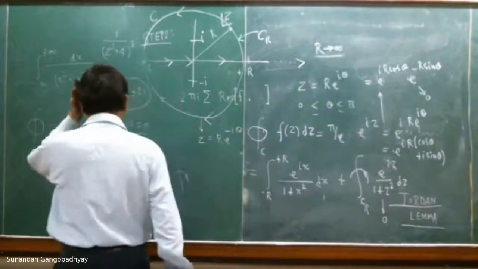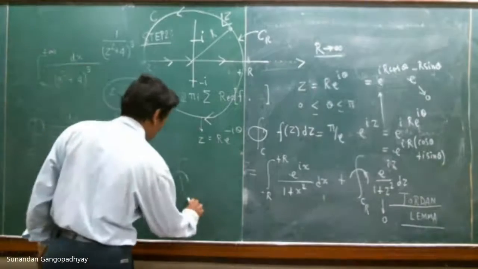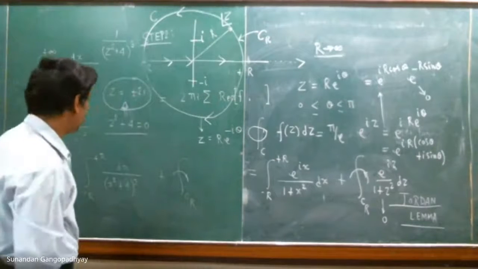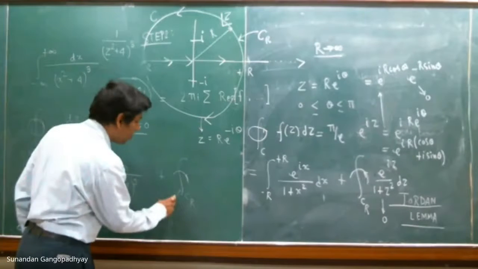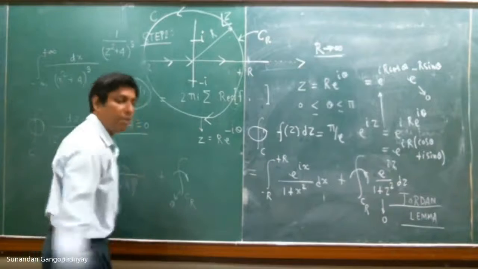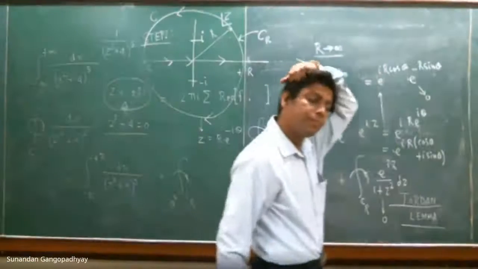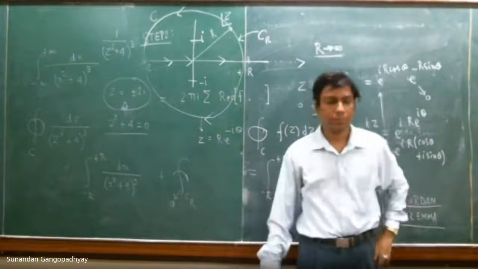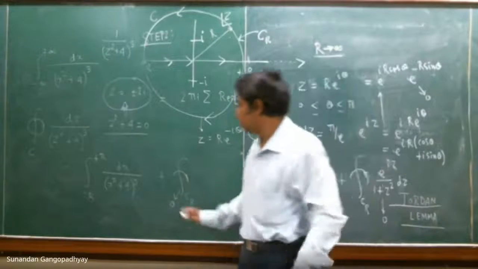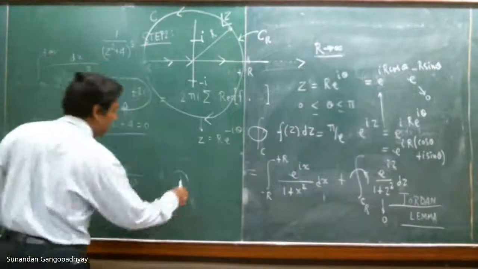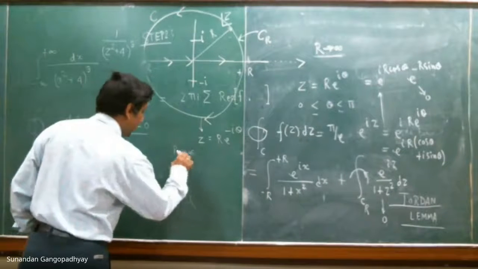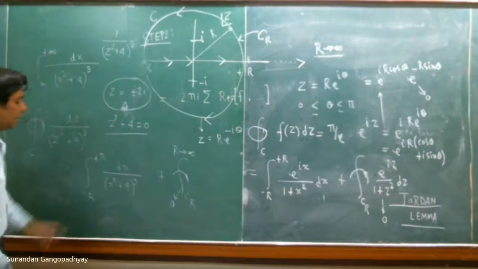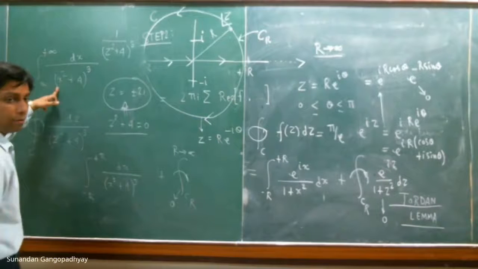So if I close it there, and I call this CR, so CR is once again this arc. Then you can show that this contribution goes to 0 in the limit r going to infinity. This contribution is gone. So that means that in the limit r tending to infinity, this contribution is gone. Therefore, this becomes minus infinity to plus infinity, and that is the integral that we want to calculate.